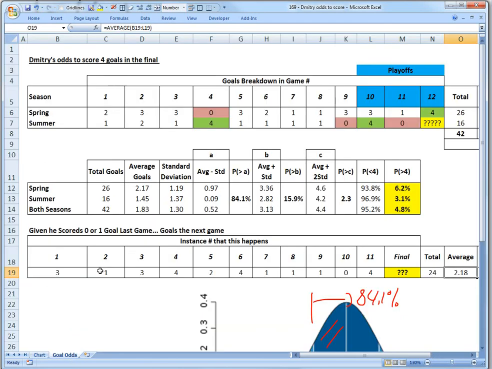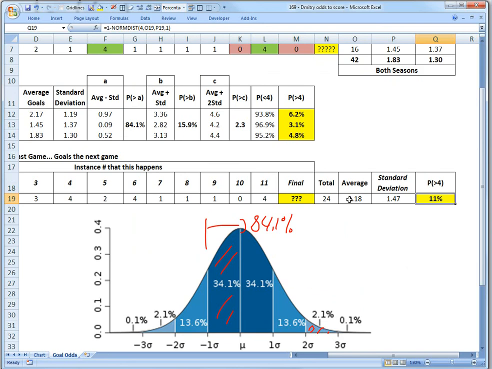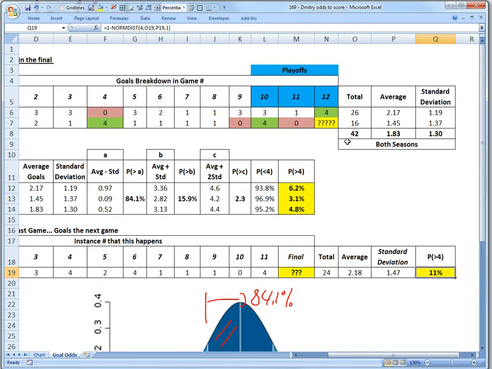So if we go back to goal odds, now if we tabulate this one here, and get the total average, the average is slightly higher than the spring one, but the standard deviation is much greater than that. And then calculating it based on this equation, we get 11%. So there's an 11% chance, according to these calculations, that he'll score more than 4 goals. But yeah, so I would put it down at 11%.